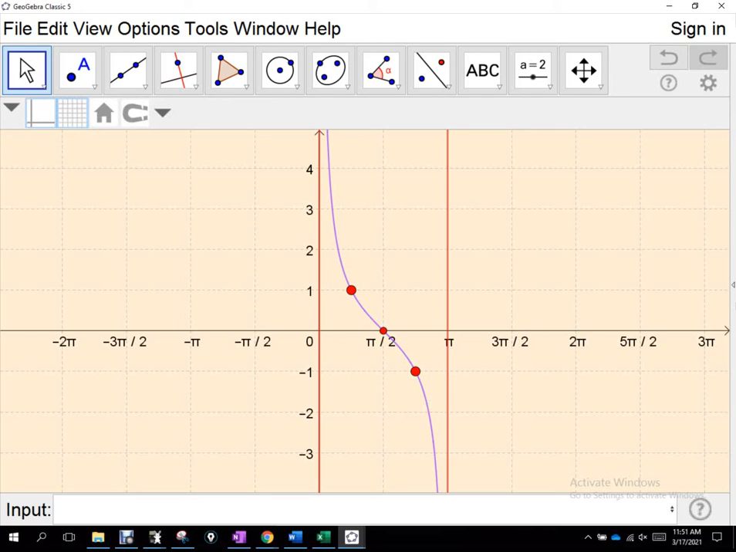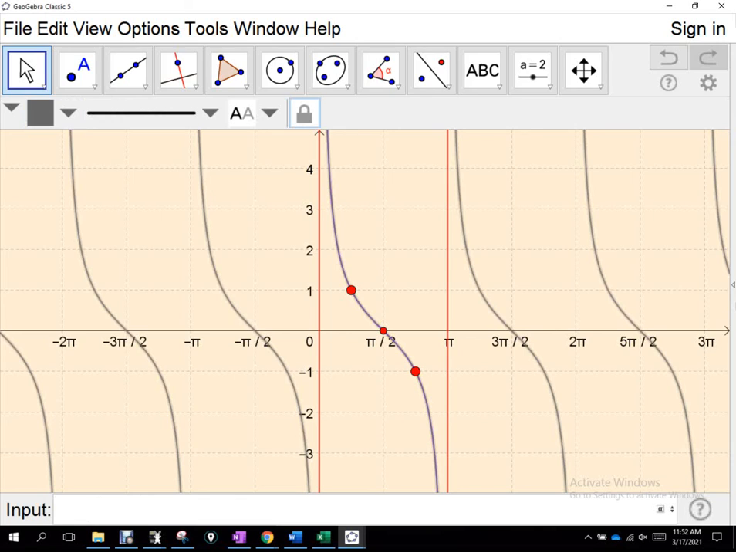The next asymptote to the right of pi is going to be where? 2 pi. The period of the cotangent is the same as the period of the tangent. They're both pi. So if I graph the whole cotangent function, there's the cotangent function. Okay? And you can see, so now if I wanted the equation for my asymptotes, they're simply at pi k. Okay? X equals pi k, where k is an integer.